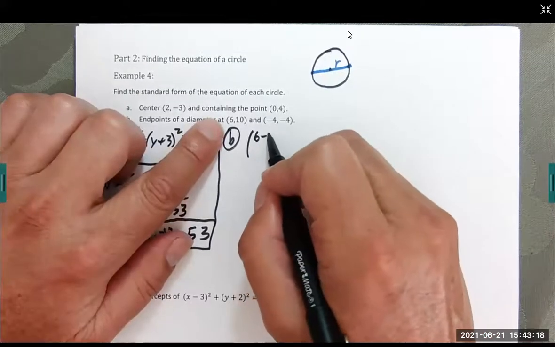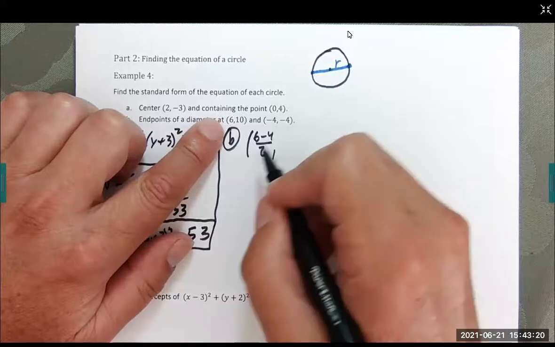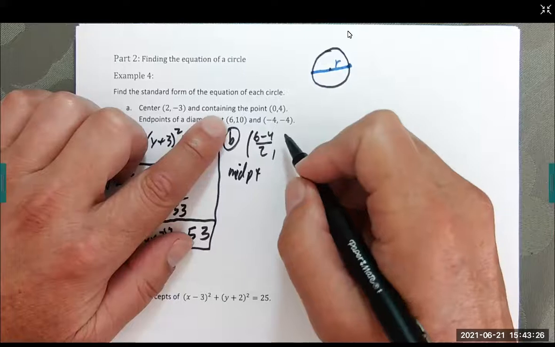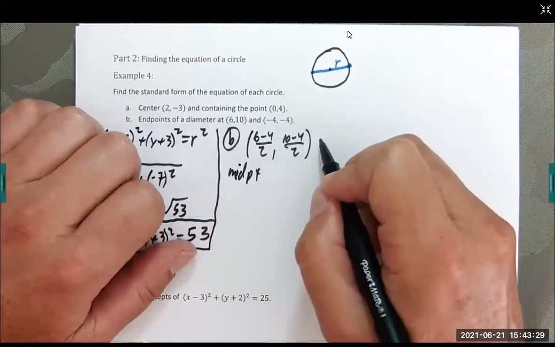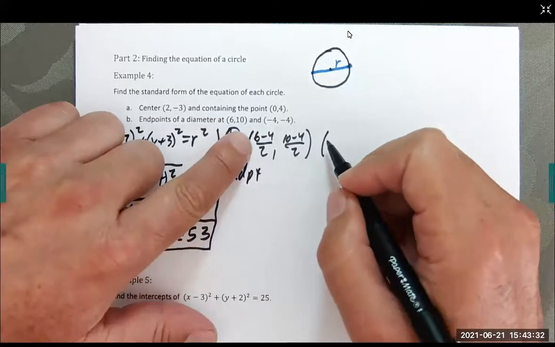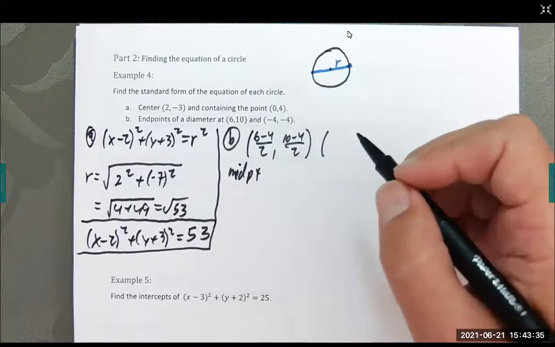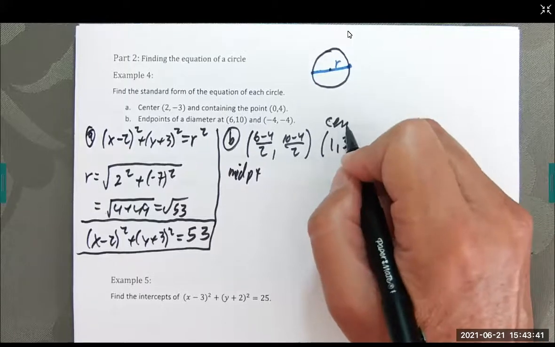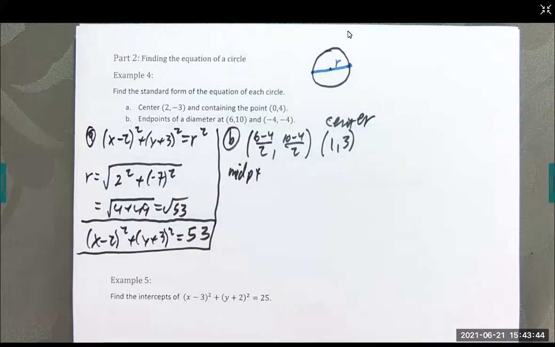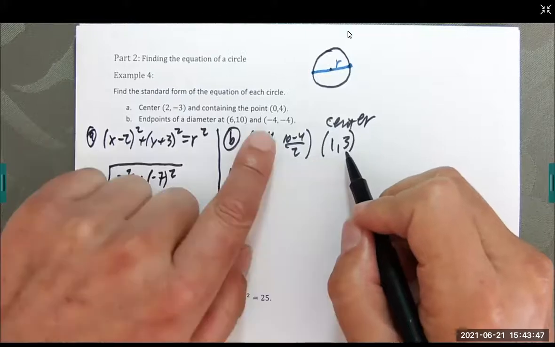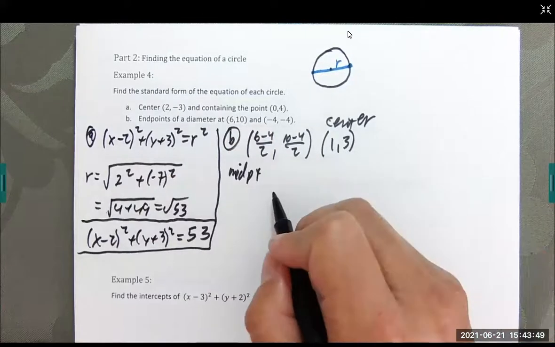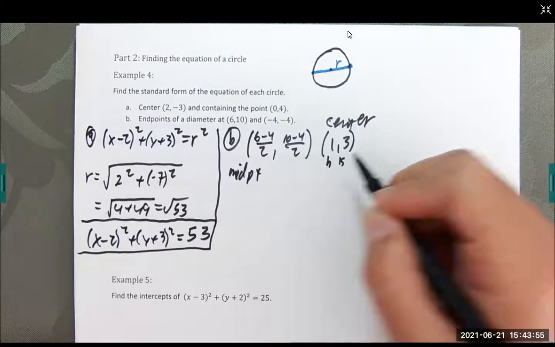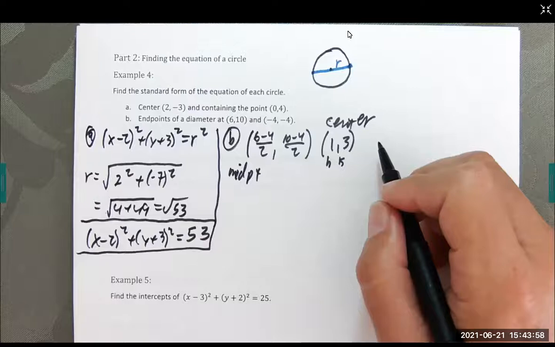So 6 minus 4 over 2, this is the midpoint. And then we have 10 minus 4 over 2, which gives us, that is 2 over 2, which is 1. That is 6 over 2, which is 3. So there's our center. I'm now going to find the distance from the center to either of the points. So again, this is h, this is k. So I'm going to find the distance from the center to this, say this point here.